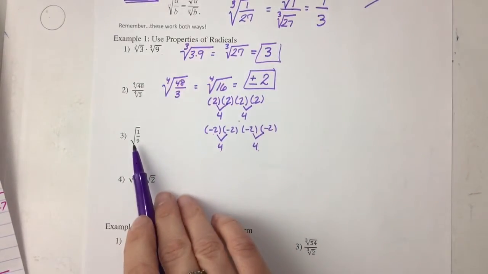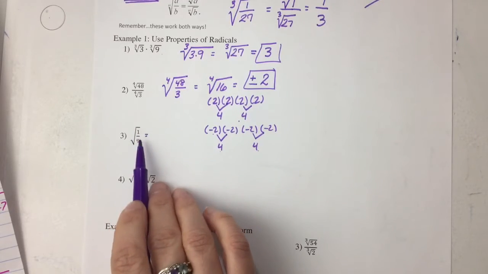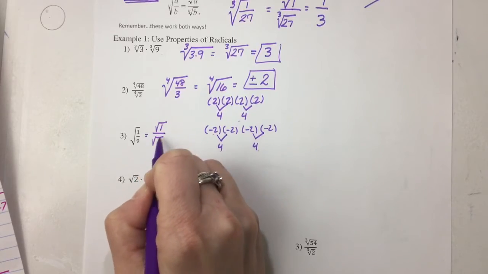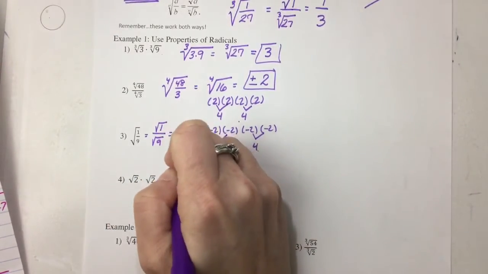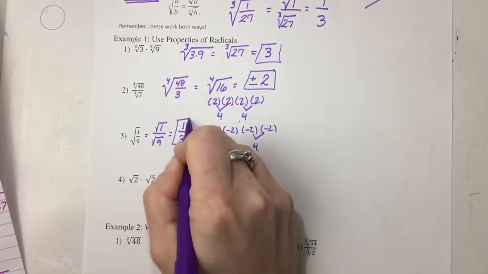Here is another example of the quotient property. This is a square root over a fraction. So I'm allowed to take the square root of the top and the square root of the bottom separately. The square root of 1 is 1. The square root of 9 is 3.